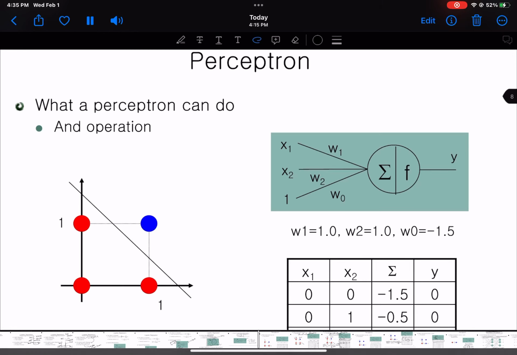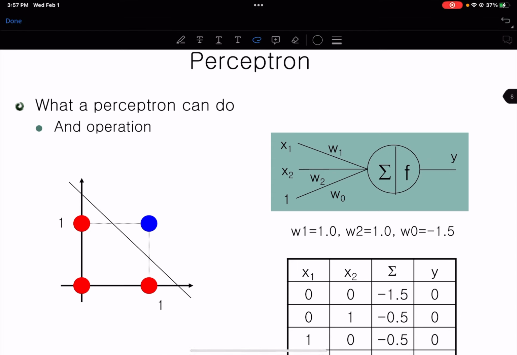AND function or AND operation using a... What about defining an AND function or AND operation using a logistic regression or a single perceptron? How can we define an AND function?